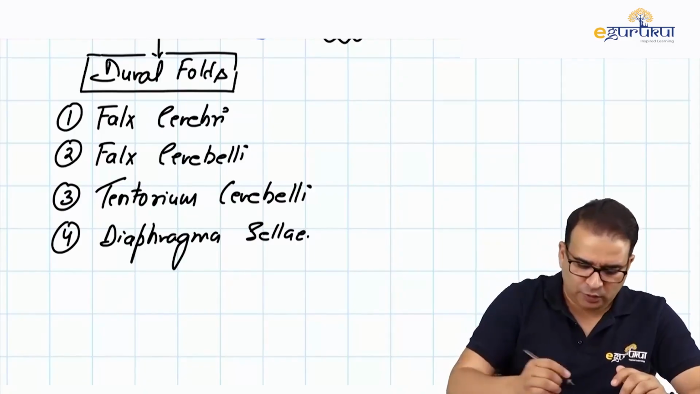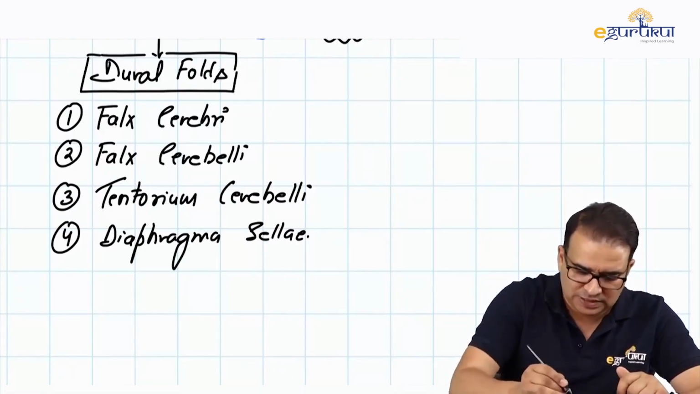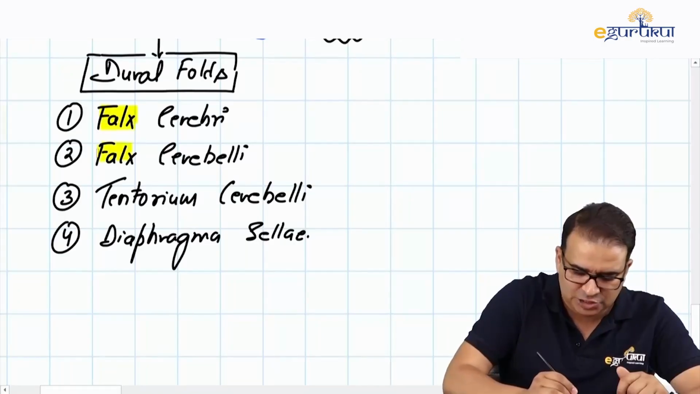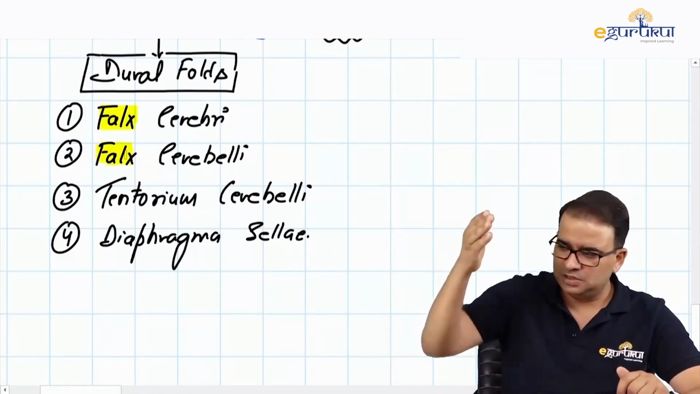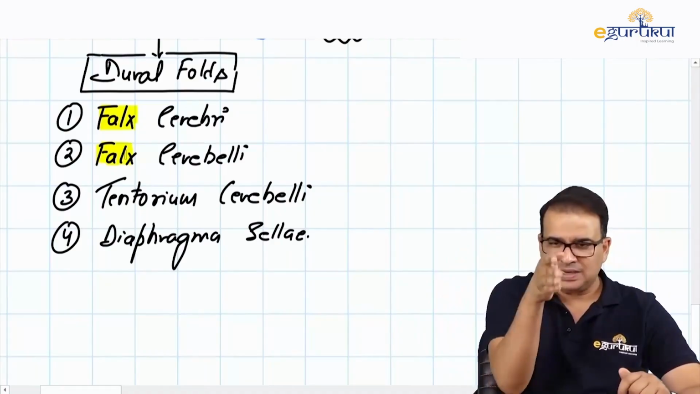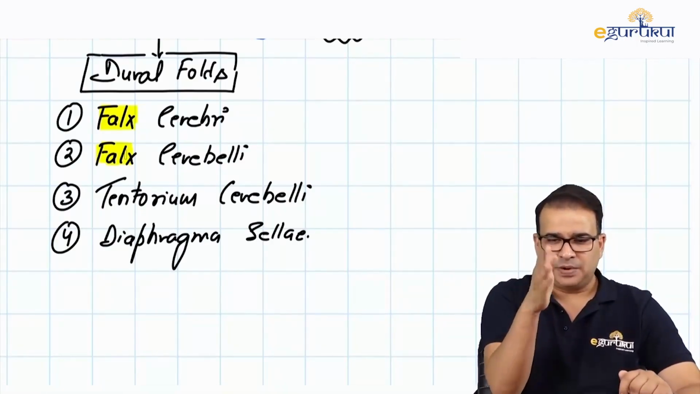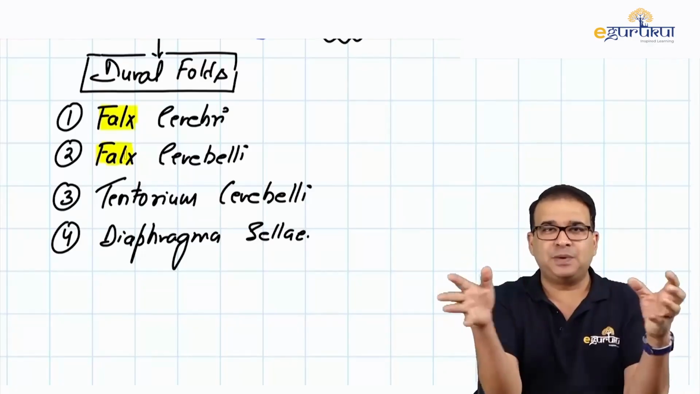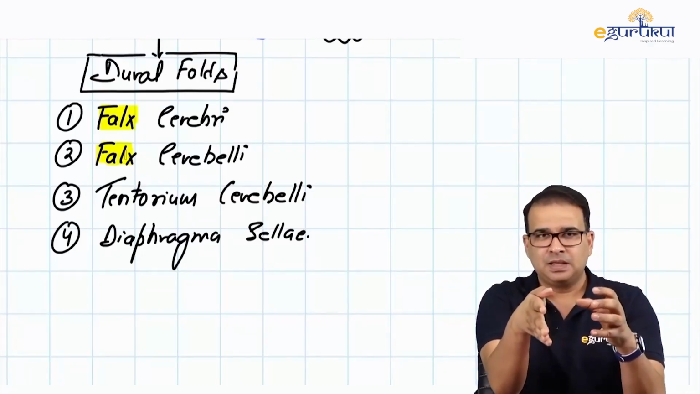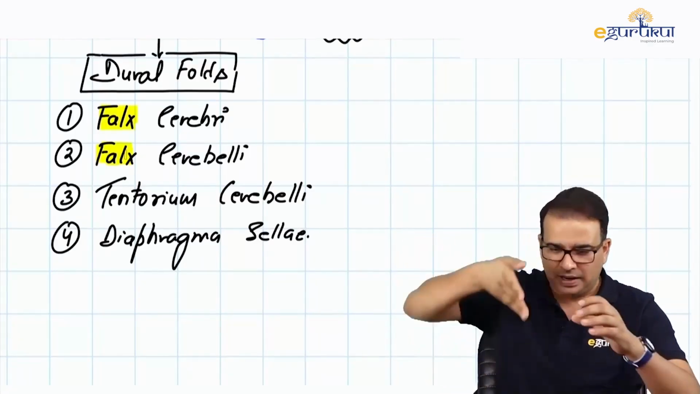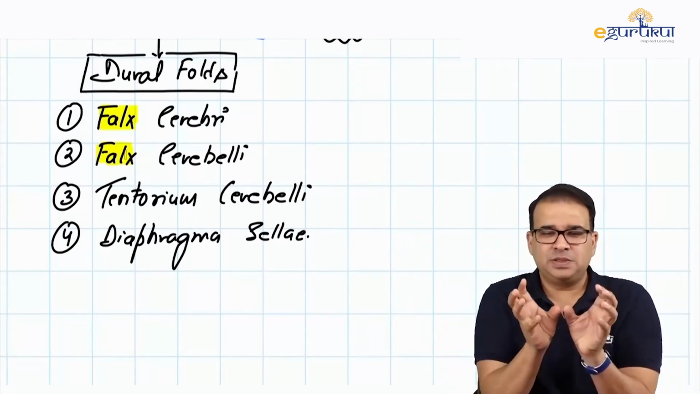Now, first of all, what is the meaning of this word falx? Falx means sickle-shaped, something which is shaped like a sickle. So the falx cerebri is present between the two cerebral hemispheres, separating them. Then you say falx cerebelli. It's a sickle-shaped fold which is present between the two cerebellar lobes.